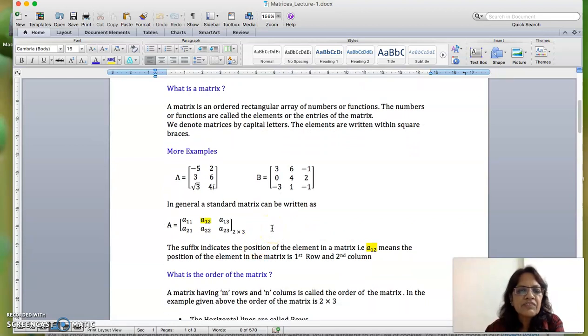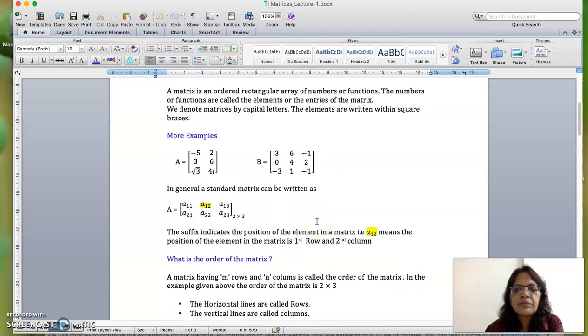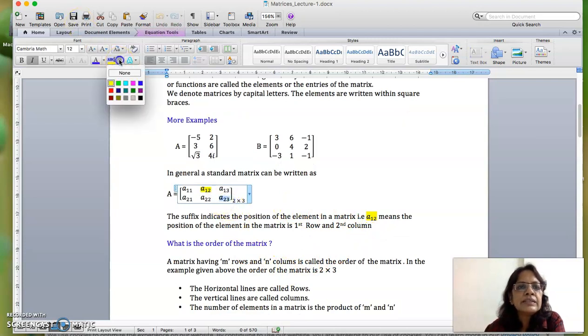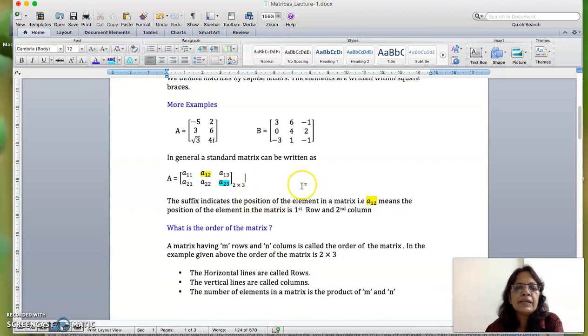So here the suffix, the highlighted portion that you can see, A12, indicates the specific position of the element. A12 means the element is placed at the first row and second column. The first indicates the position of the row and the second indicates the position of the column. Like, what will A23 mean? A23 will mean that the element is placed in the second row, third column.